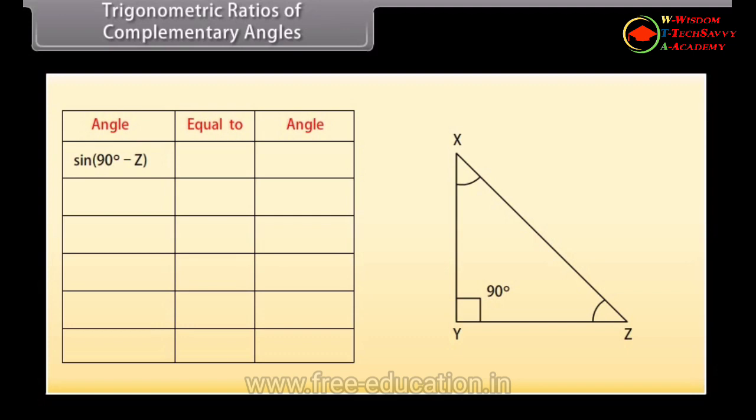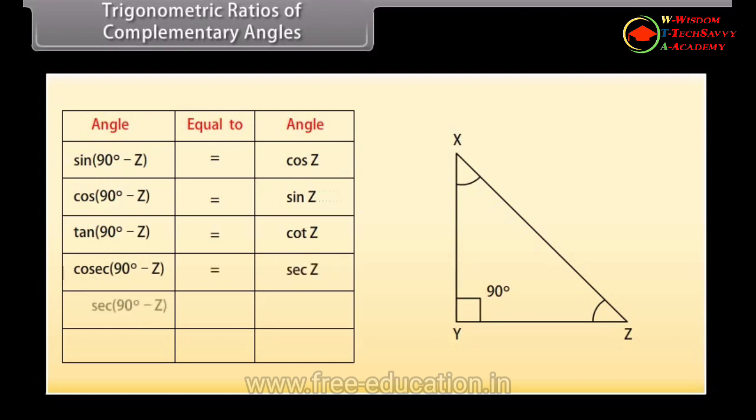Sin 90 degree minus Z is equal to cos Z. Cos 90 degree minus Z is equal to sin Z. Tan 90 degree minus Z is equal to cot Z. Cosec 90 degree minus Z is equal to sec Z. Sec 90 degree minus Z is equal to cosec Z. Cot 90 degree minus Z is equal to tan Z.